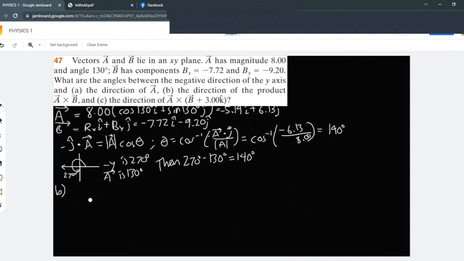Kasi kaya siya tinatanong ng ganyan. Paano kung yung dalawang vectors hindi na on the xy plane? Parang skew po sila on different, another plane. So you're given two vectors na may xyz components. And you're asked for the angle. So yung dot product is going to be your friend there. Opo. Okay, the direction of the product A cross B.